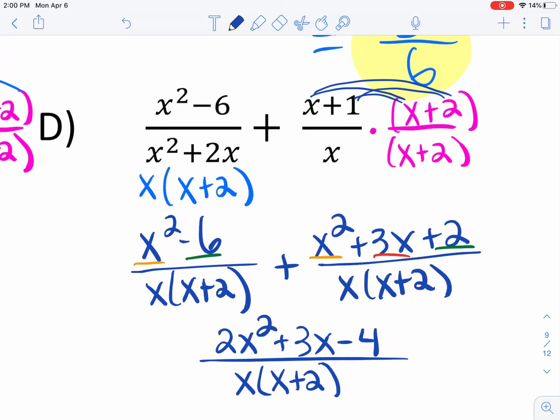And then lastly, just check and see if this simplifies. So you would try and factor 2x squared plus 3x minus 4. So you're looking at a times c, which is 2 times negative 4, negative 8. What two numbers will multiply to negative 8 and add to 3? There's none, so it does not factor. So that means this does not simplify either. So your answer is 2x squared plus 3x minus 4 all over x times x plus 2.